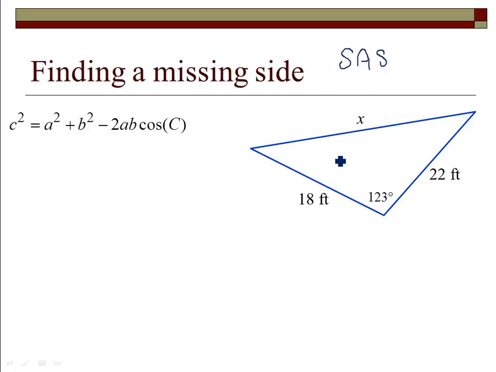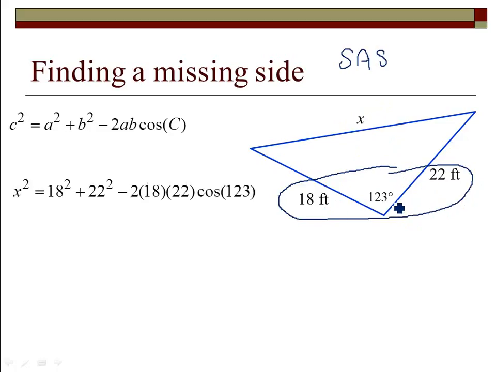Okay, again, with unlabeled triangles, we have to understand the structure. These three are together, and this one is by itself. So it's going to be x squared equals 18 squared plus 22 squared minus 2 times 18 times 22 cosine of 123. Now when you calculate this, just calculate all of this together. You just type in 18 squared plus 22 squared minus 2 times 18 times 22 times cosine 123, then hit equals.